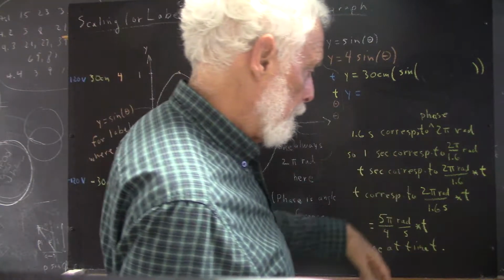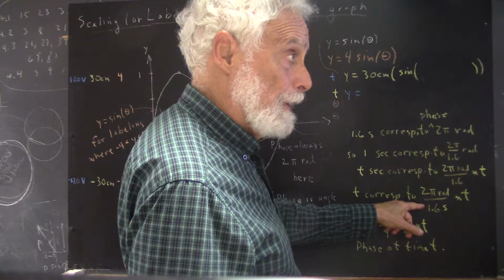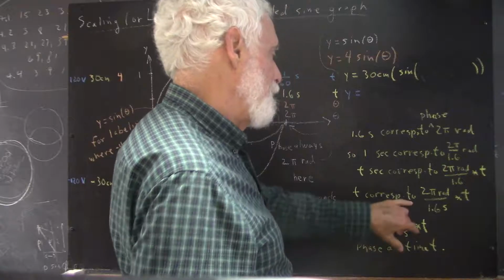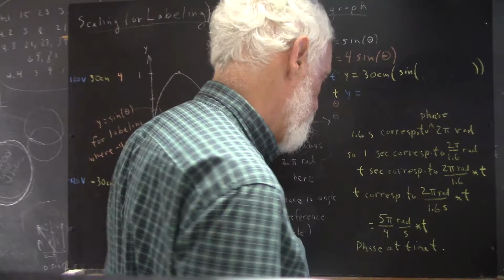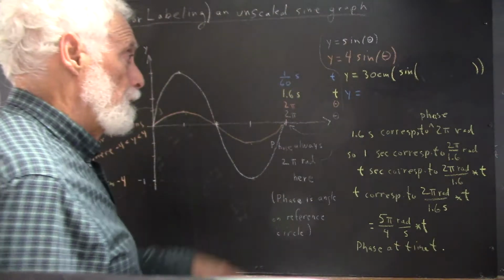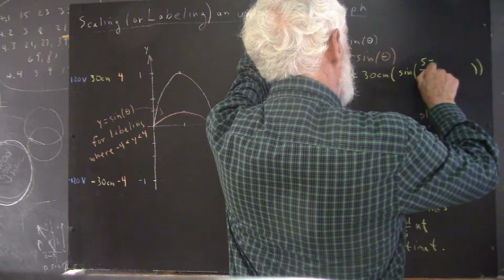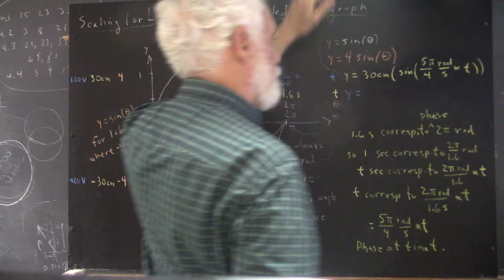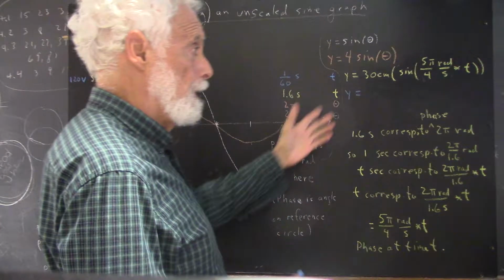If you do the arithmetic, that turns out to be 5 pi over 4 radians per second times t. 1.6 is 16 tenths, which is 8 fifths, and then you take the reciprocal, 5 eighths, do the arithmetic of the fractions, and you end up with 5 pi over 4. This is your phase at time t. This is what you apply the sine to. So now it's going to be 30 centimeters times the sine of 5 pi over 4 radians per second multiplied by t. Not a totally trivial idea, not that simple to digest, but you do need to digest it.